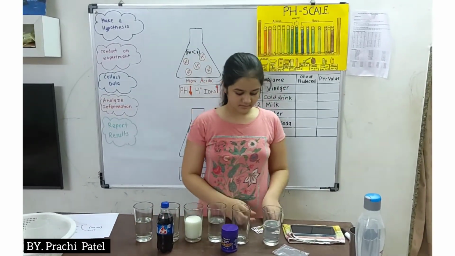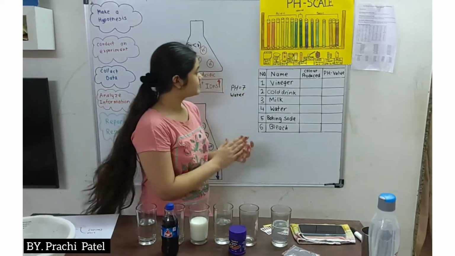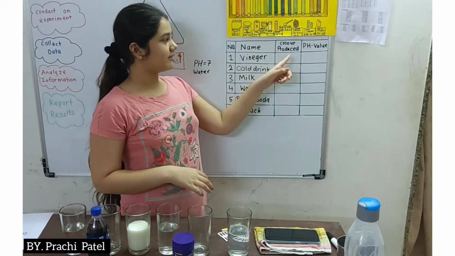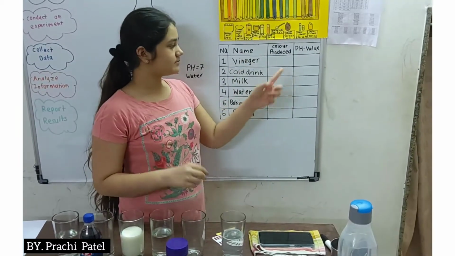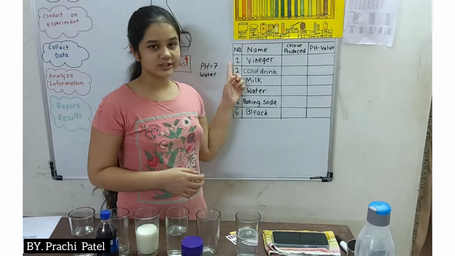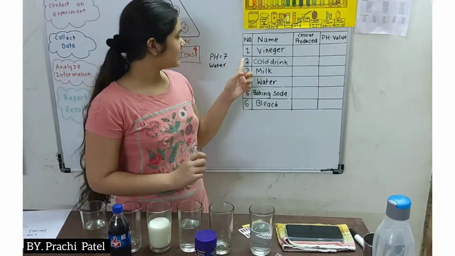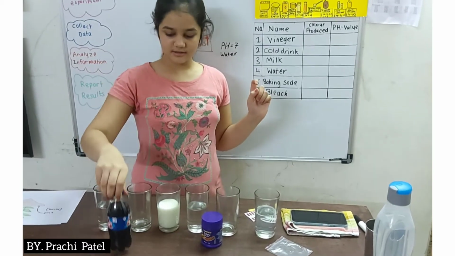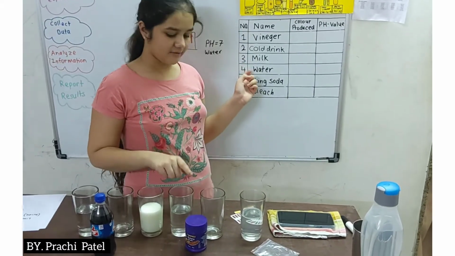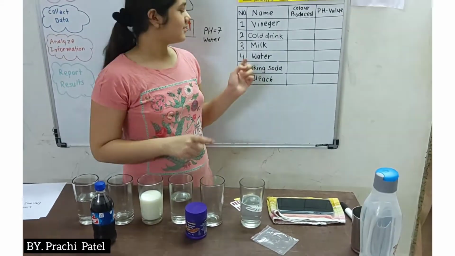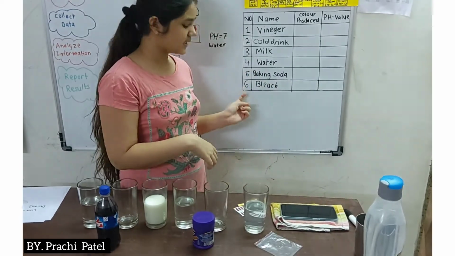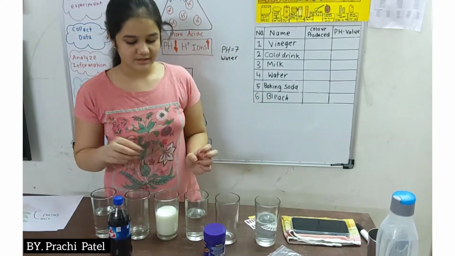Over here I have made a table. While we are doing the experiment, we'll add the things that we observe over here. So the first is vinegar. Then second, cold drink. Then third, we have milk. Then fourth, we have water. The water is from RO. And the fifth is baking soda. Then sixth is our bleach.